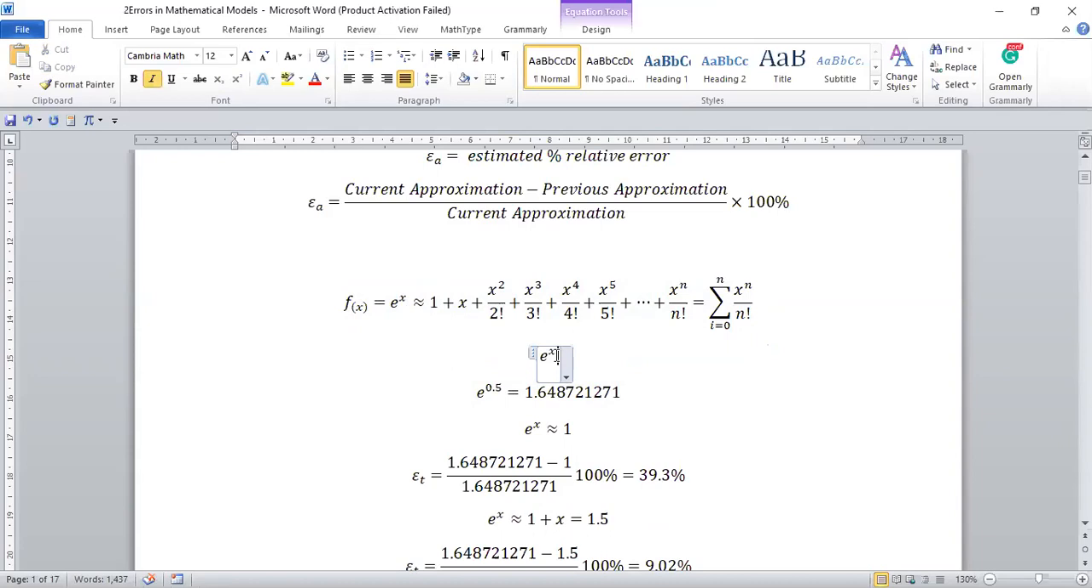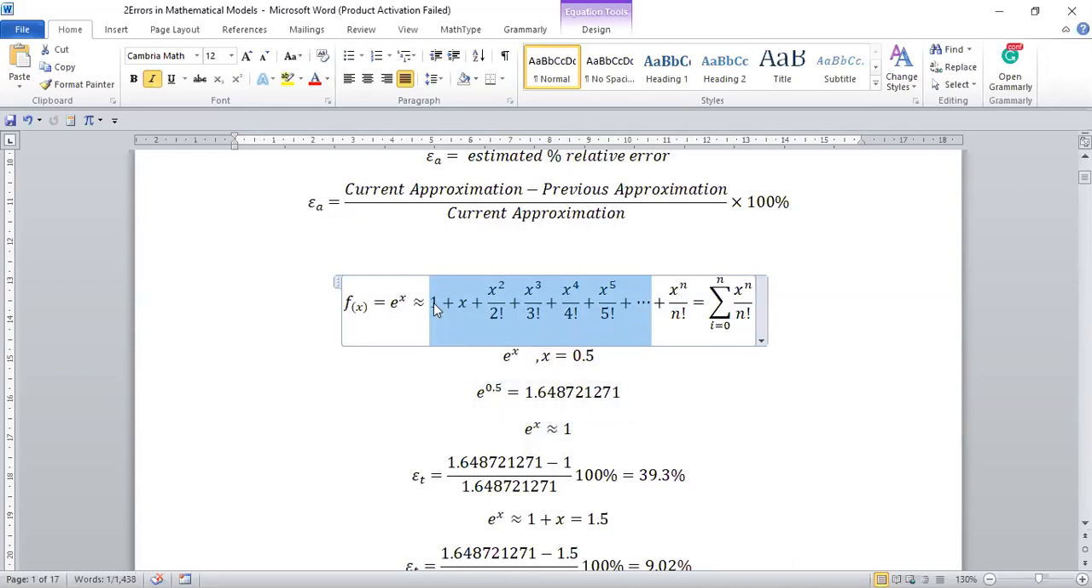We say that x is equal to 0.5. So what we want to do now is to get the exponential of 0.5. And when we do the exponential of this from the calculator, this is the value you're going to get. So this is the true value. But now we want to use this Maclaurin series in order to get the error.